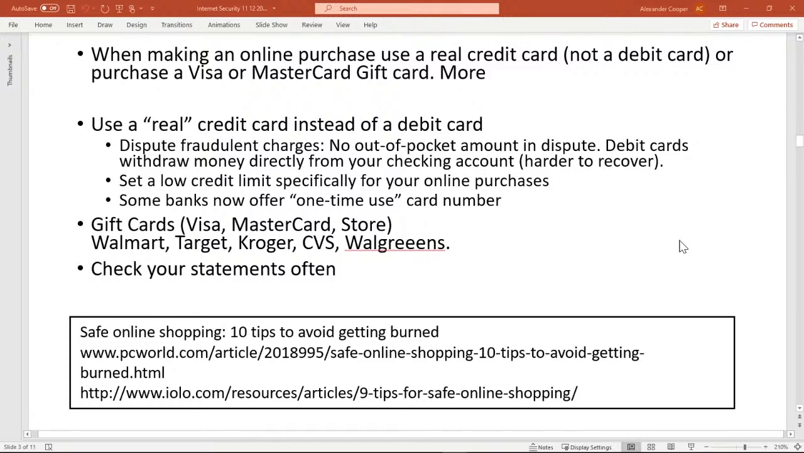So that's a really big help, to be able to set it up so you know if you're getting charged at all. That would allow you to instantly know what's being charged to your card.